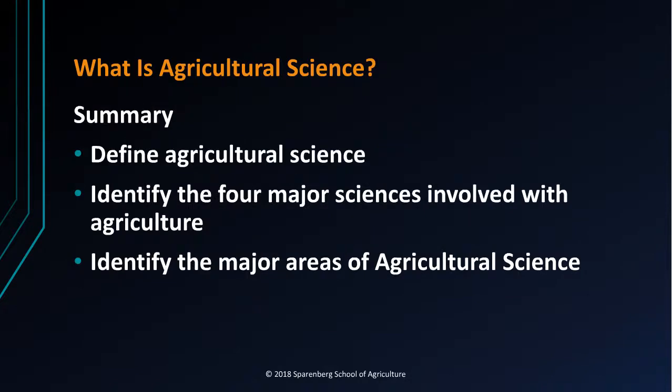To summarize this lesson video, in this lesson you learned the definition of agricultural science. You learned the 4 major sciences involved with agriculture, and you learned to identify the major areas of agricultural science.